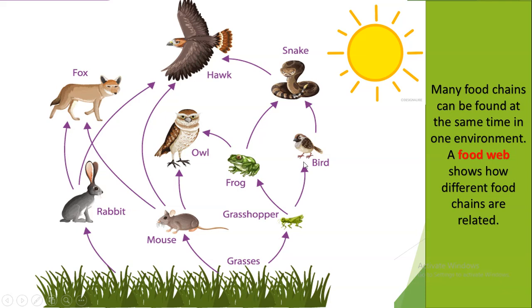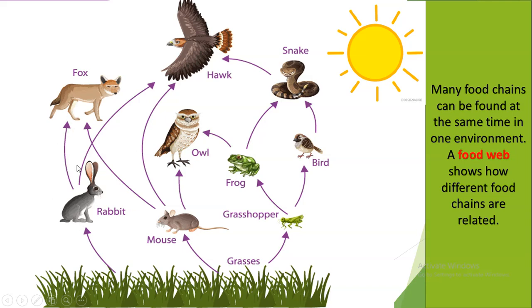I'm gonna follow the arrows. Grass, grasshopper, bird, snake, hawk. Let's take a different path. Grass, grasshopper, frog, owl. Okay, let's take another path. Grass, mouse, hawk. This is a short one, right? Grass, rabbit, hawk. Grass, rabbit, fox.